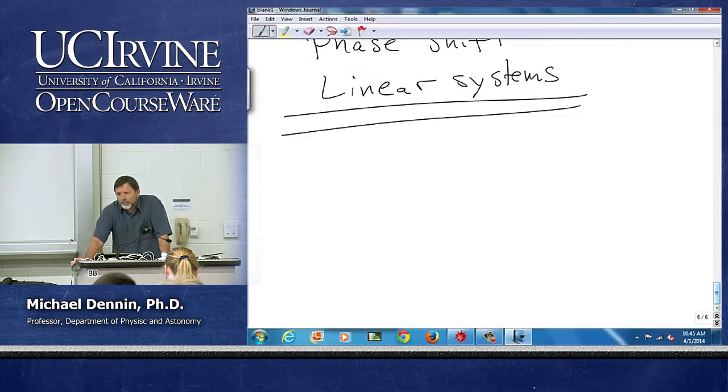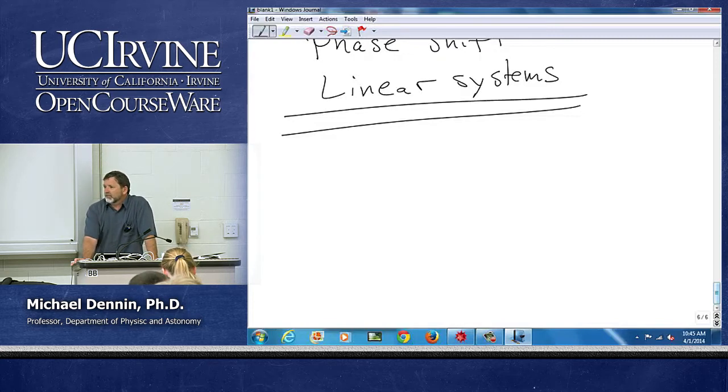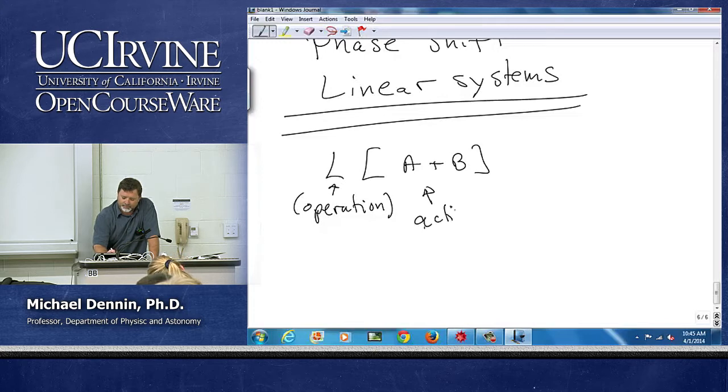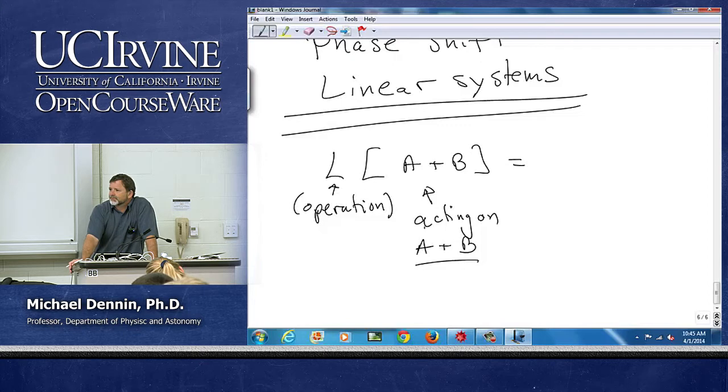And what do I mean by that? Well, what does it mean for something to be a linear system? Anyone have an idea, learned it, remember it? If I say L is some operation that is linear, and it's going to act on things A and B, what does it mean for it to be linear? Exactly, what all of you said. I can write this as L acting on A plus L acting on B.